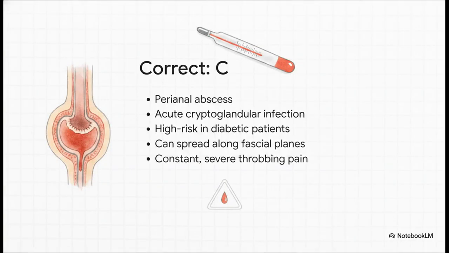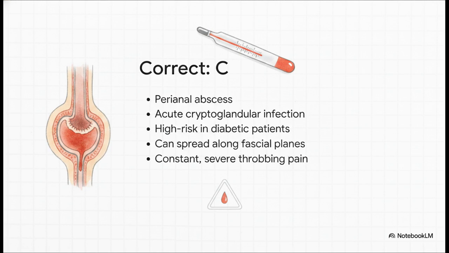Question 161. An elderly male diabetic patient with poor perineal hygiene presents with severe anal pain and fever for 6 days. Examination reveals a painful, tender swelling just at the anal verge. The correct answer is C, a perineal abscess. This originates from an acute cryptoglandular infection of the anal glands lining the dentate line. What happens is, obstruction leads to bacterial stasis and suppuration tracking right into the perineal spaces.